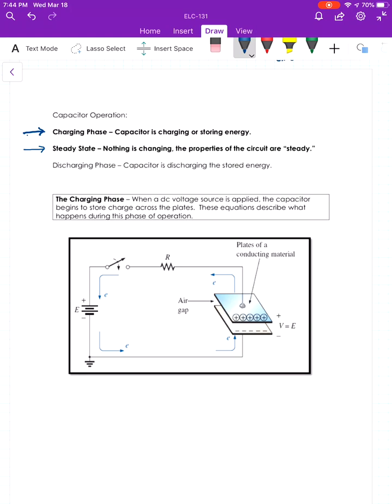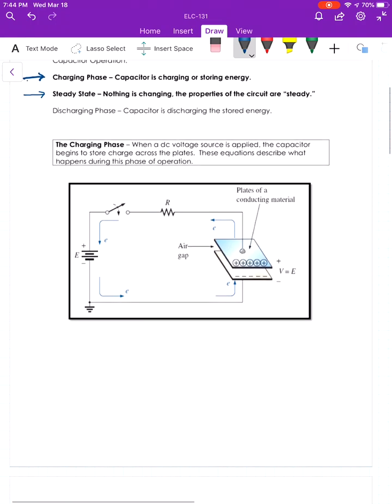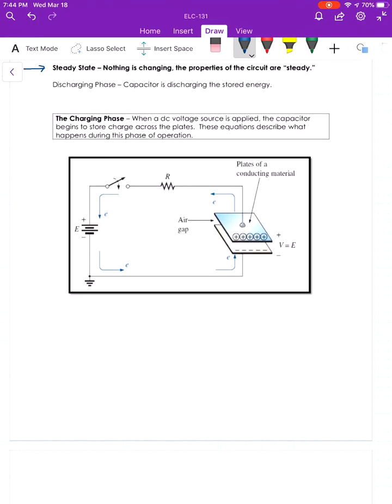So when we apply a DC voltage source to our capacitor, the capacitor is going to start to store charge, and this is going to take some time to do, and we'll explain how to figure out how long that happens and what happens there. But essentially what happens is when we close this switch and our current starts to flow through the circuit, we start to build up our negative charges on one of the plates and our positive charges on the other plate.